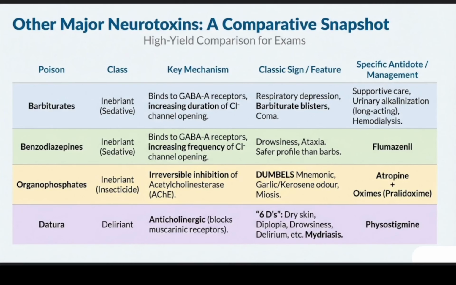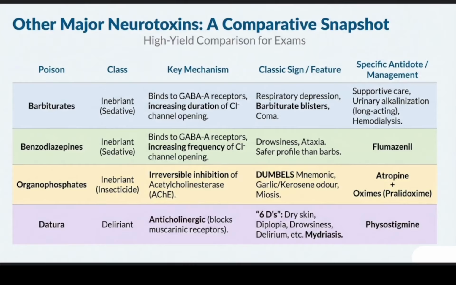Benzodiazepines, again, are inebriants, again binding to the GABA receptor, the same key mechanism. But here they are leading to drowsiness, ataxia. Okay, and the specific antidote is flumazenil.